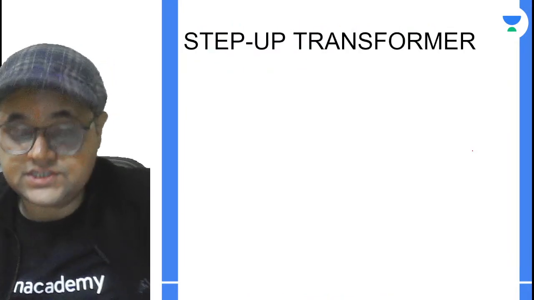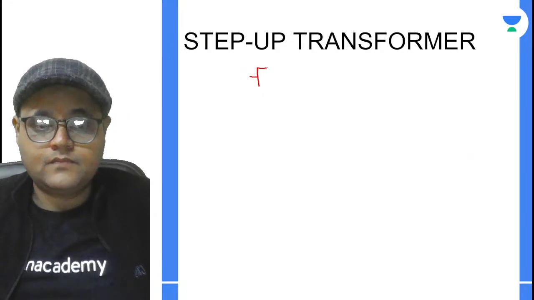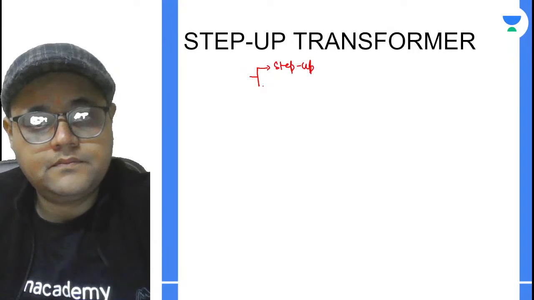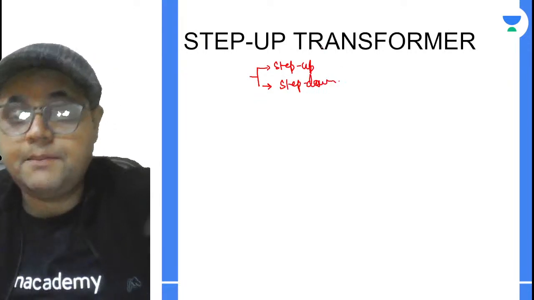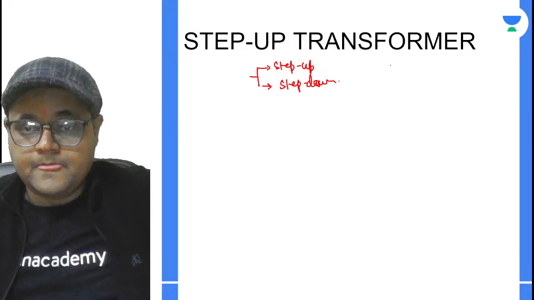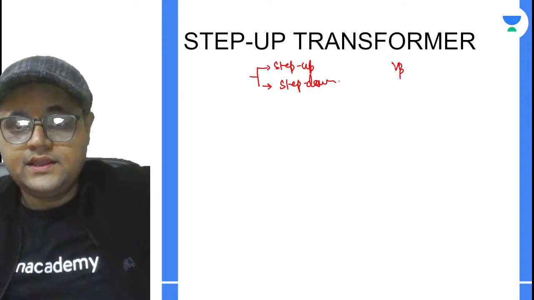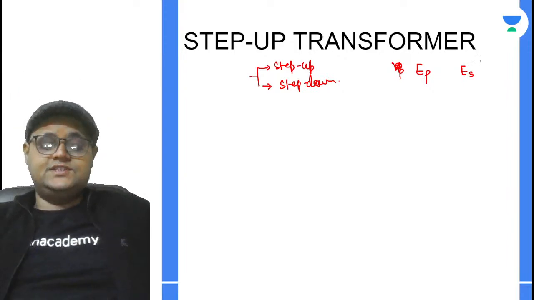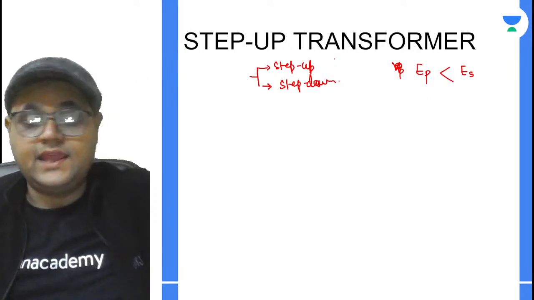Now let's talk about the step up transformer. I've told you there can be two types of transformers: step up and step down. The name itself tells you step up means you are increasing the value. If at the input, that is the primary, you have EP and at the secondary you have ES, and it is a step up transformer, that means secondary will be greater than primary.